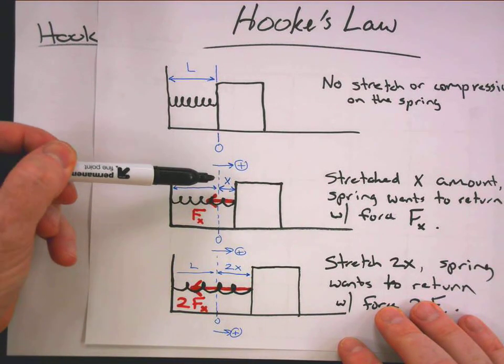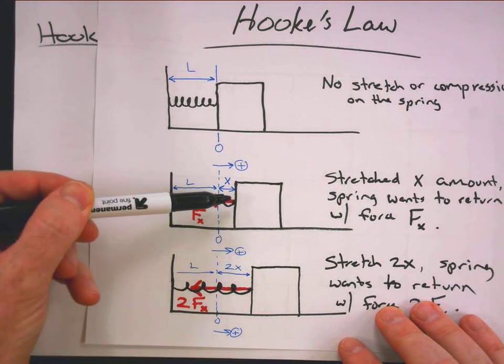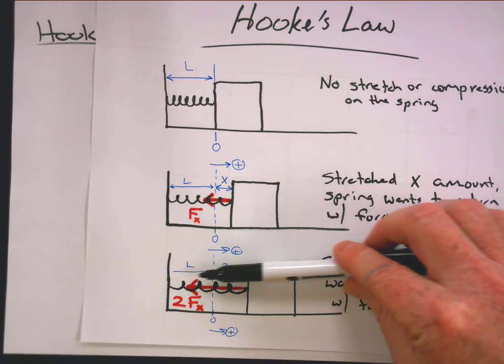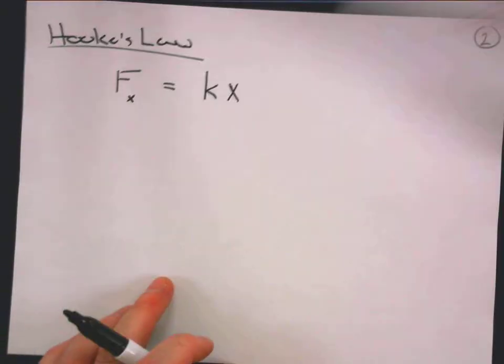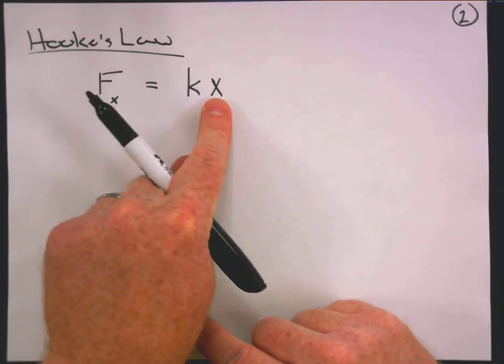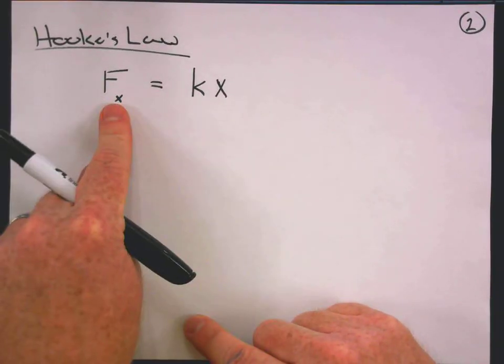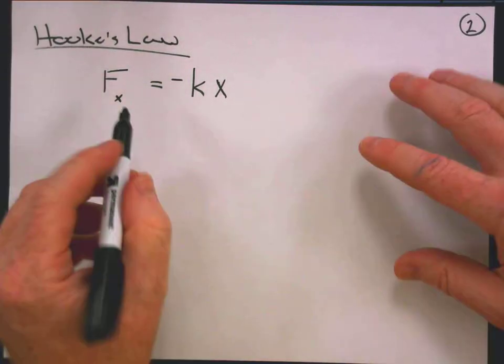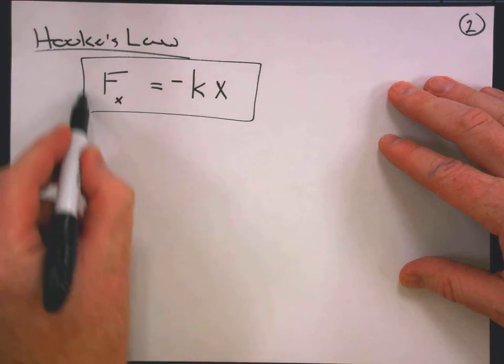Notice how our displacements were in the positive direction, and our force, the spring force, the restoring force, was in the negative direction. The direction of that displacement and the direction of that force will always be in opposite directions. So we need a minus sign here. This is Hooke's law. Pretty simple.